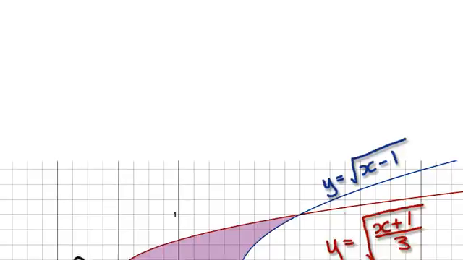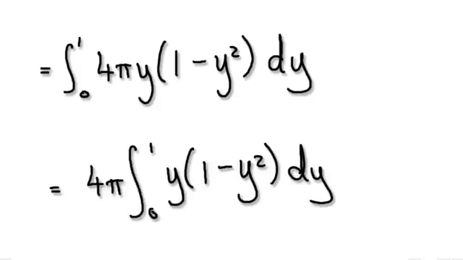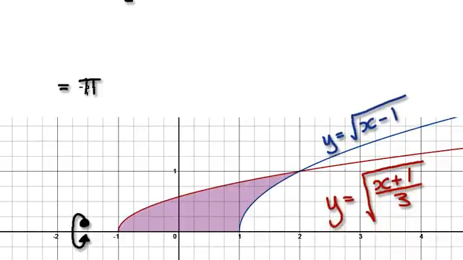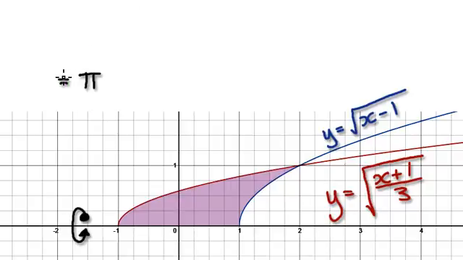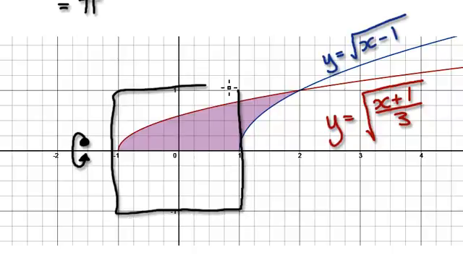So following on from the previous video, summing up all these cylinders will give us a volume of pi. Okay. Now we're going to use the disks method. So now we're going to sum up all the disks. We're going to have to sum up all the disks from here.